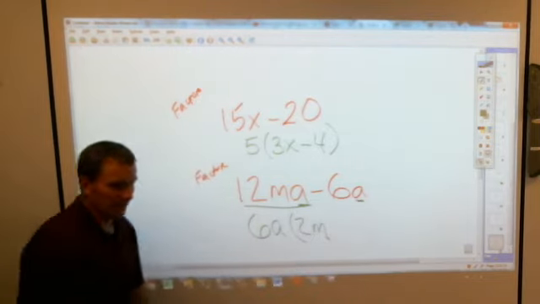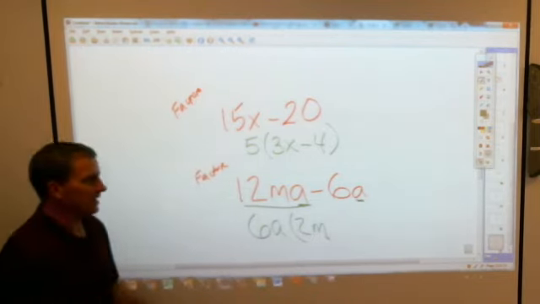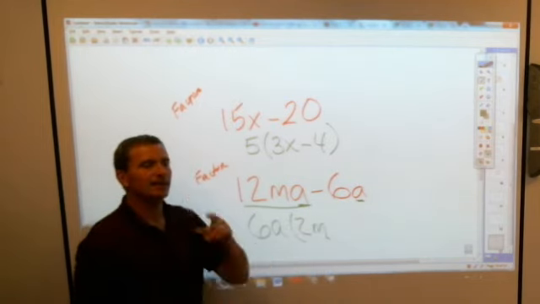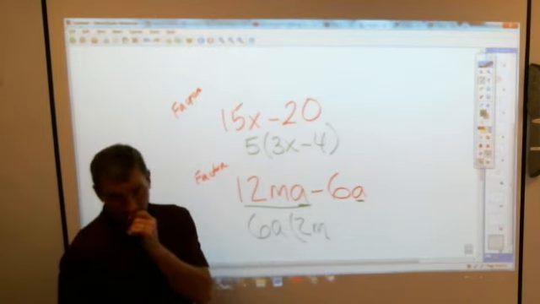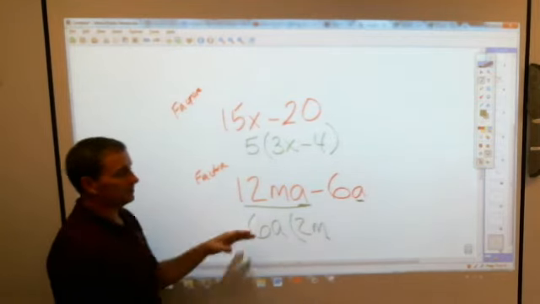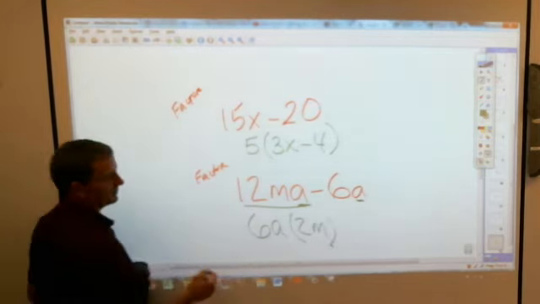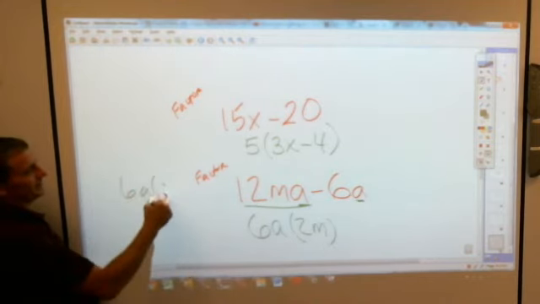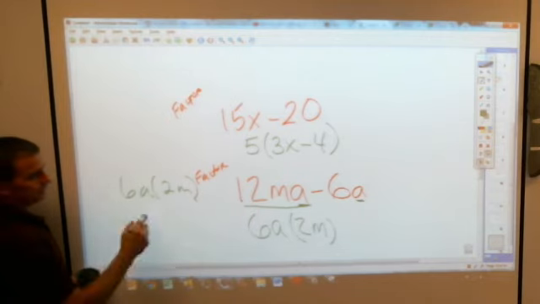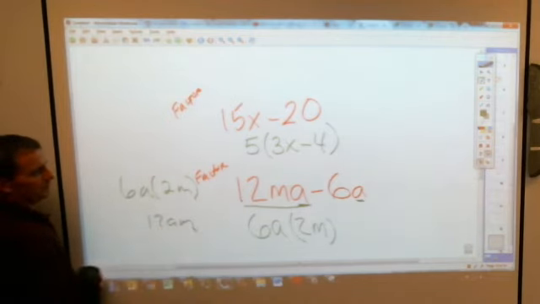Now, here's the other thing where people go wrong. A lot of times they stop right there and go, that's my answer because this already is a 6a. That is incorrect. Because remember I said this is the opposite of expanding. If I gave you 6a times 2m and you multiplied it out, what would you get? Just 12am.